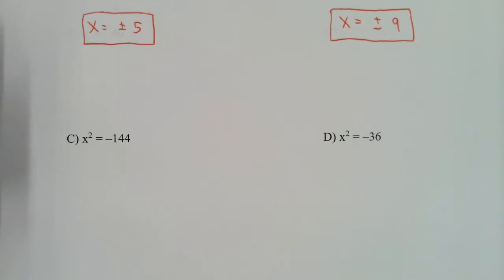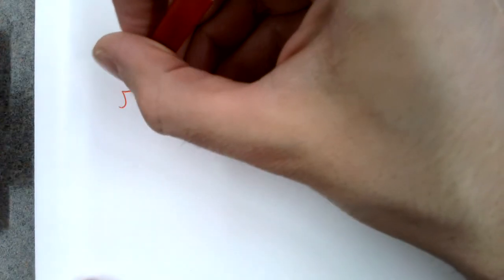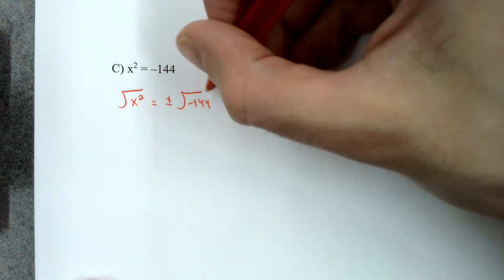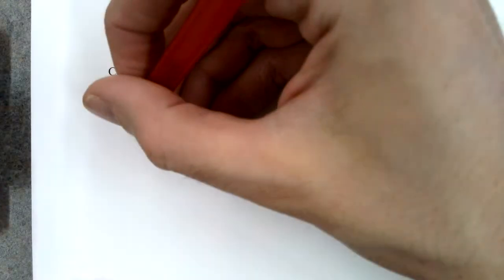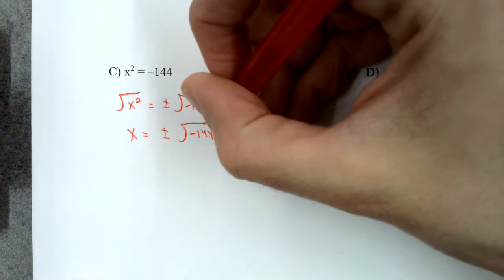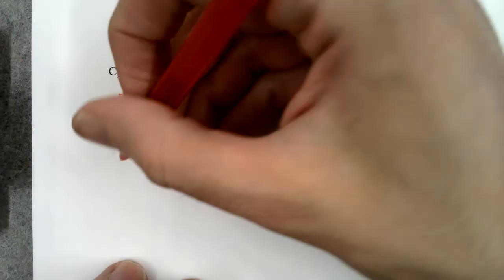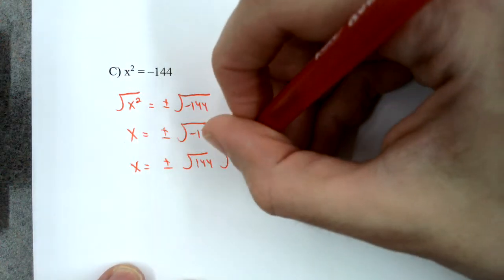Okay, 1c, x squared equals negative 144. First, again, take the square root of each side. So square root of x squared equals positive and negative square root of negative 144. Square root of x squared is just x. You can skip some steps if you feel comfortable. And again, I'm going to break up the square root of negative 144 into this. I'm going to say x equals positive and negative square root of 144 times square root of negative 1.